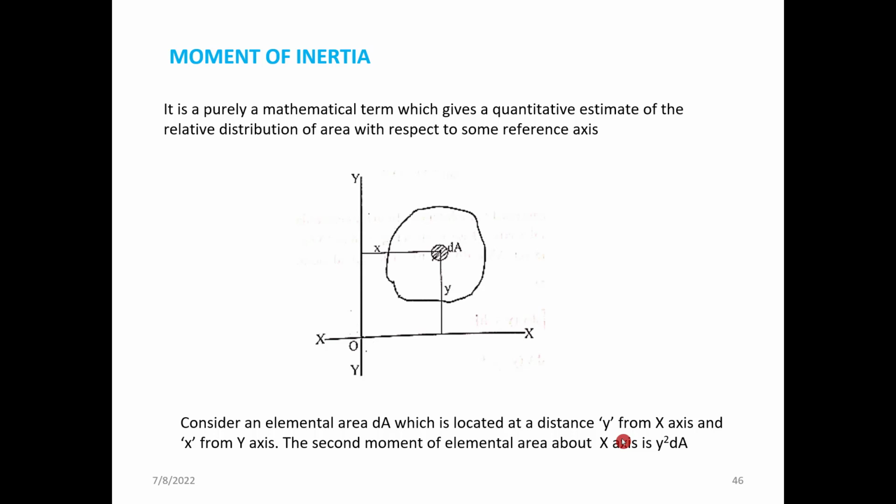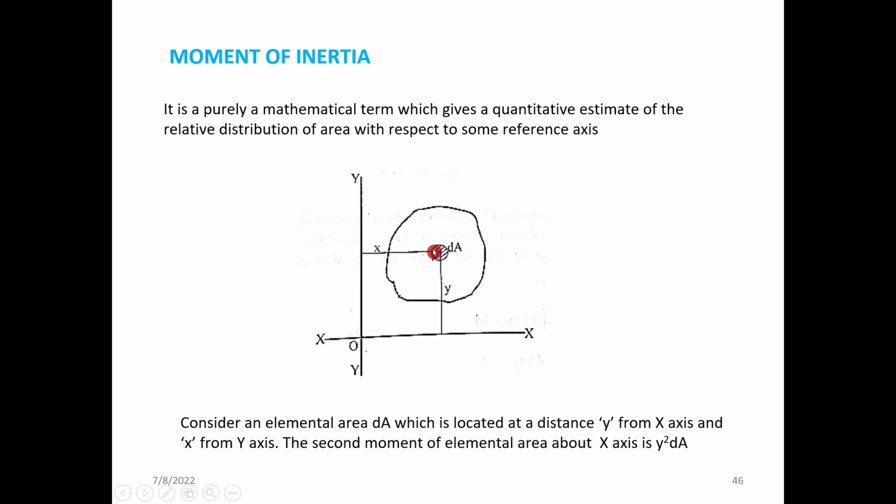The next important topic in this module is the moment of inertia. It is purely a mathematical term which gives a quantitative estimate of the relative distribution of area with respect to some reference axis. So here we have taken a reference axis x here and y here. It is about the distribution of this area with respect to a particular axis considered. So the moment of inertia value will vary when we take a different axis. It's very important to note.